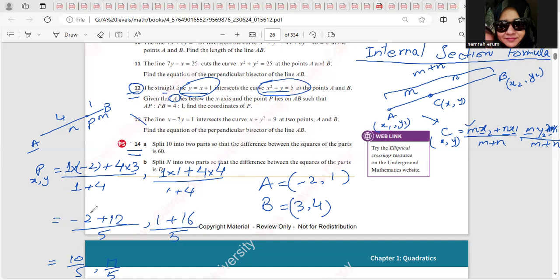Y, what is y? X plus 1, yes. So beta, the second one here, look, you see what's the problem here? I'm just circling it.